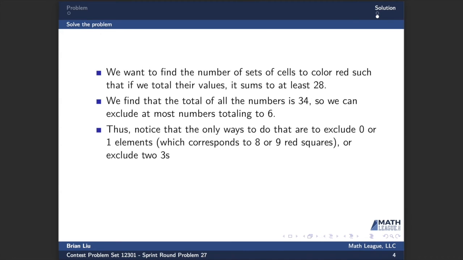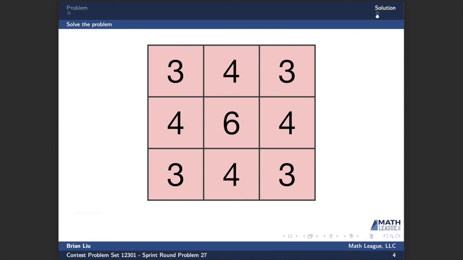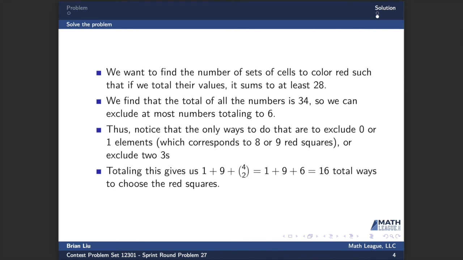And how do you count it? How do you have things that sum to 6? Either we can have just nothing, we include everything, or we exclude a single square, or we exclude 2 corner squares, which correspond to 2 3s. Right? And so how do we count this? We count this by adding 1 for excluding nothing, then 9 for excluding 1 square, and 4 choose 2 for excluding 2 of the corners. And that's 1 plus 9 plus 6, which is 16 total ways to choose. And that is our final answer.